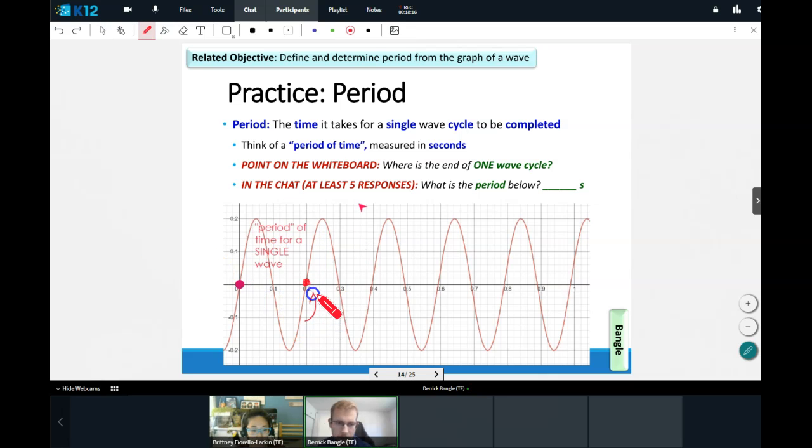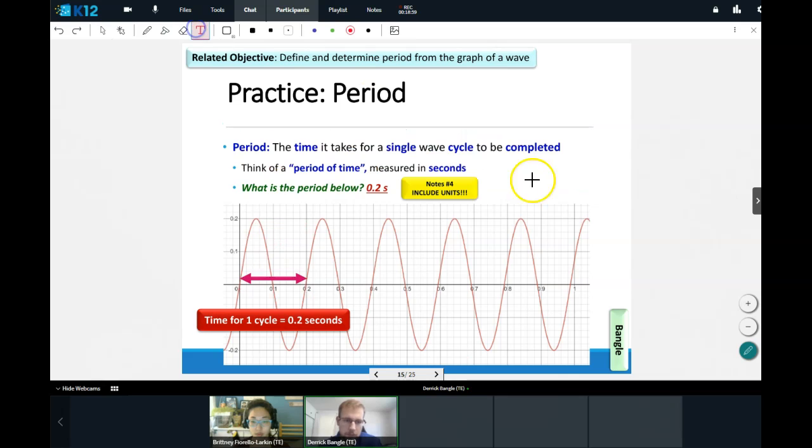So remember the period is the amount of time for a single wave to go through one cycle. But yeah, so the period here is going to be 0.2 seconds. So go ahead, be sure to include your units. It's just a lowercase s for seconds. But I believe the first box is going to be like normal, the number. Second box is going to be the units. All right, this is going to be for number 4 in our notes. Go ahead and I will set up a timer. Be sure to raise your hands as soon as you're ready to move on.